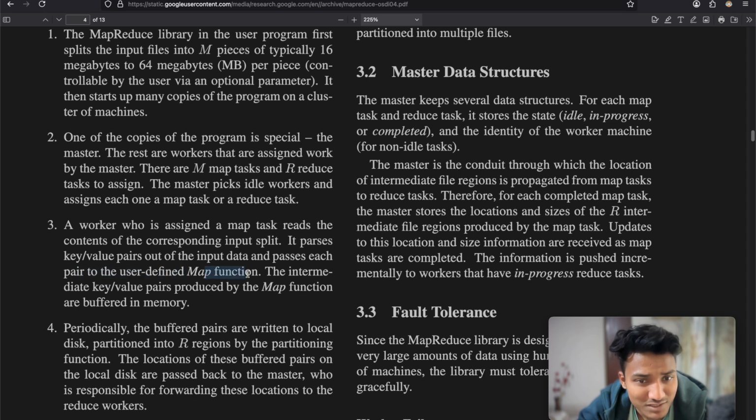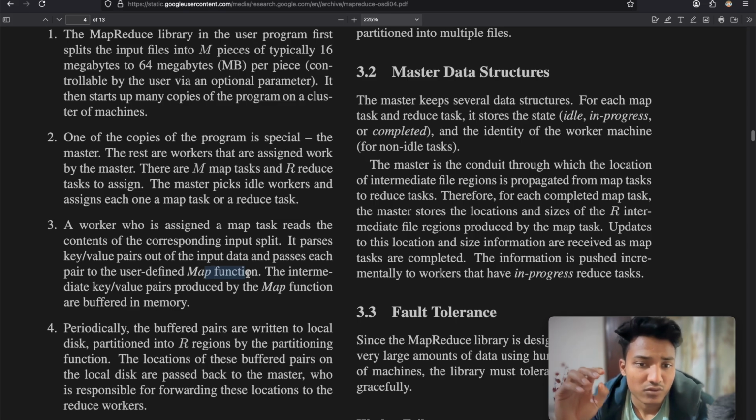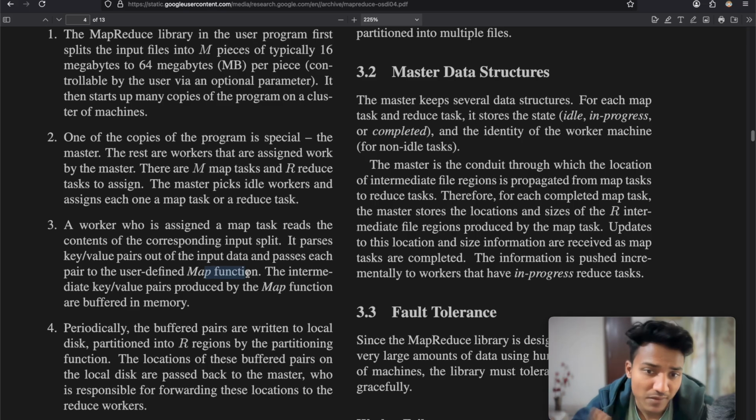map function. So it's basic stuff, right? Basically now the worker will pull the input split. From the input split, it will take each of the key value pairs and pass the key value to the map function.